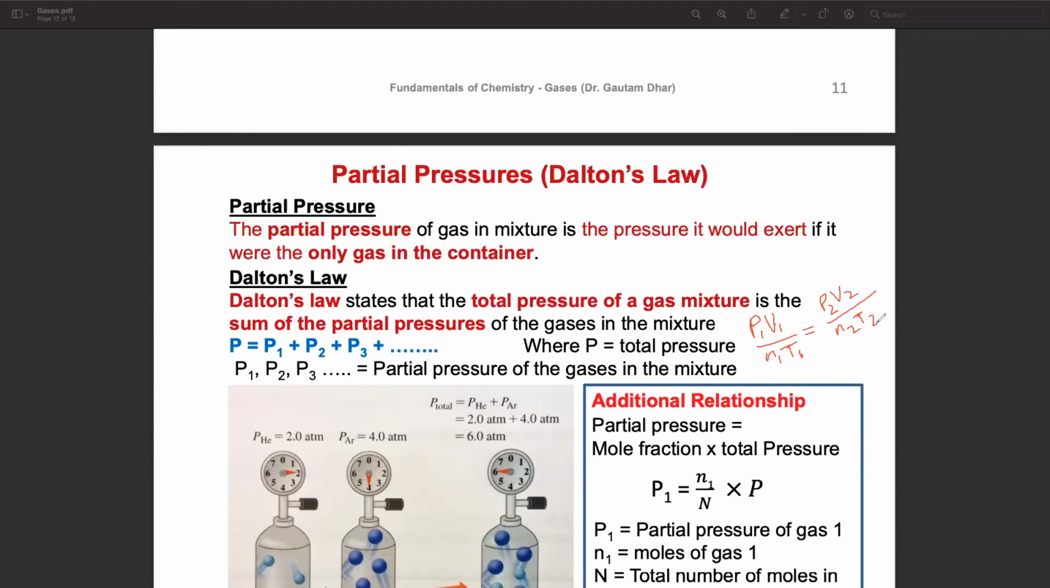If I say that V and N don't change, then P1 by T1 equal to P2 by T2. If I say that only N1 doesn't change, then we have P1 V1 by T1 equal to P2 V2 by T2. So everything is there in one equation.